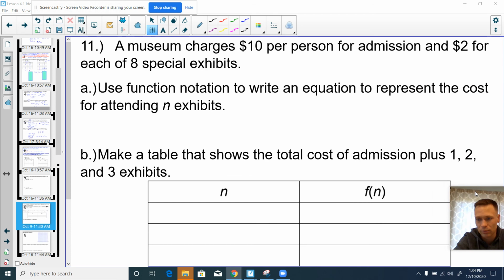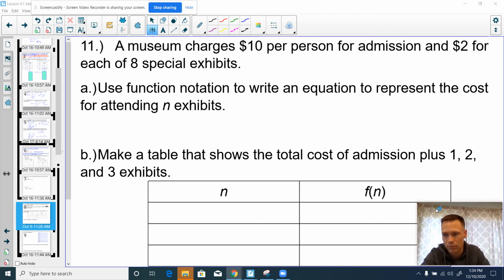The museum charges $10 per person for admission and $2 for each of the 8 exhibits. So the museum has 8 exhibits. You walk in the door, they're like, $10, now give it to me. We're like, I didn't see any exhibits. They're like, I don't care, $10 just to walk in the door. That's the way they do it. But if you wanted to see an exhibit, there's 8 of them there, they charge you $2 per exhibit that you go see. So use a function and function notation to write an equation to represent the cost for attending an exhibit.